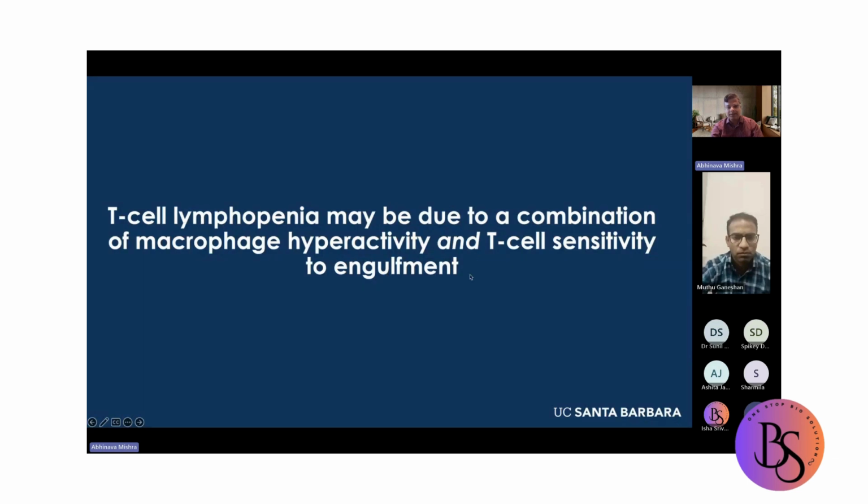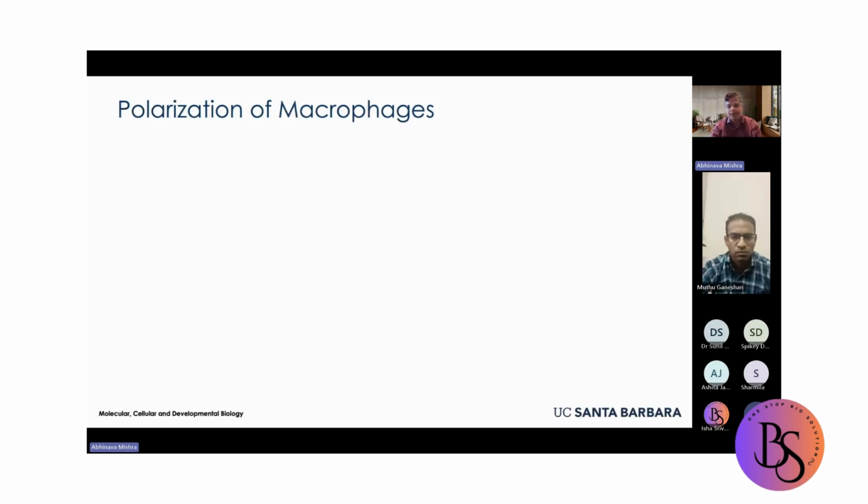And I didn't show you the data, but we also saw that this is a two-part system where also T cells are being made hyperactive to engulfment or hypersensitive to engulfment by having this hyperactive RAC mutation. So it's a combination of macrophages being hyperactive so that they can engulf the T cells, kill the T cells, but also the T cells are being more sensitive to engulfment by having this hyperactive mutation. So macrophages can come in a variety of flavors.